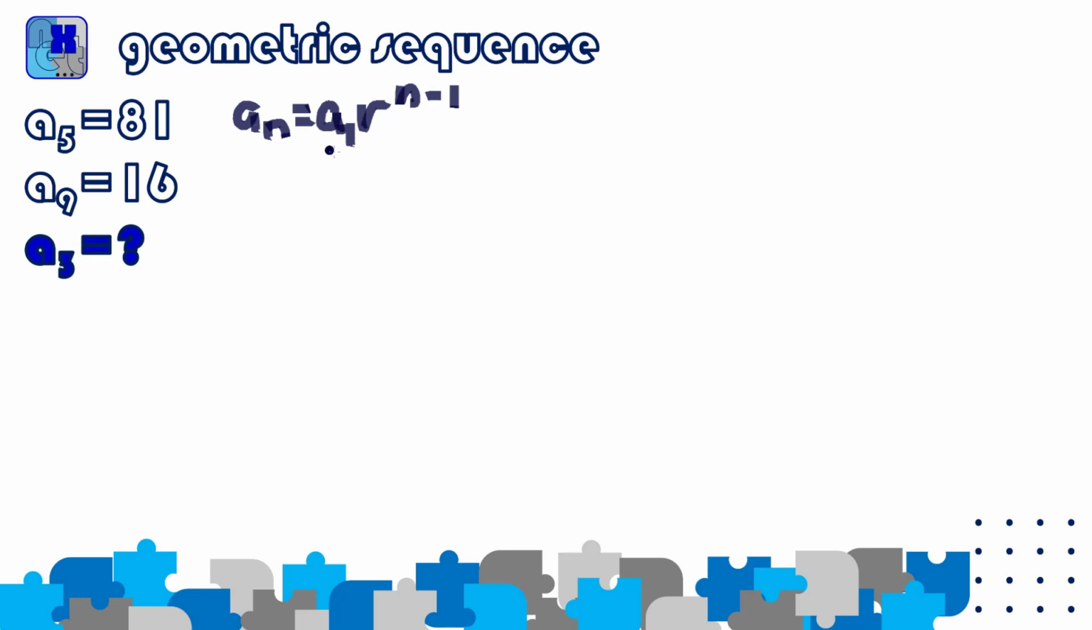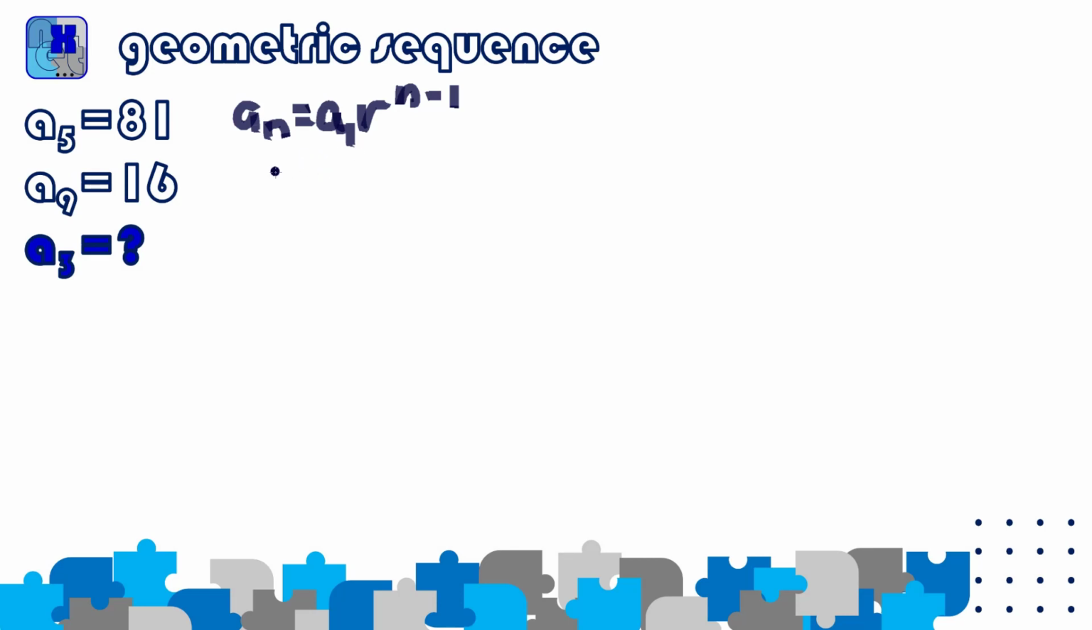But we don't know what a sub 1 is. We also don't know what the common ratio is. What we are only given is the fifth element or the fifth term and the ninth term or element. We can use the relationships of these two different elements or terms to structure a formula that will allow us to solve for either a sub 1 or the common ratio.